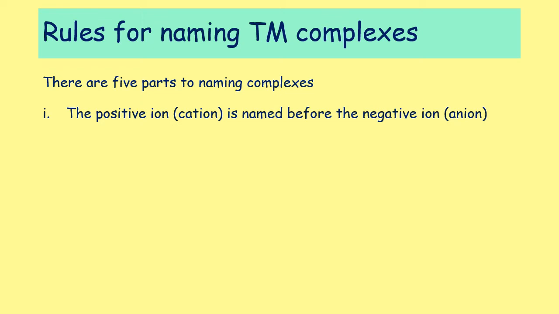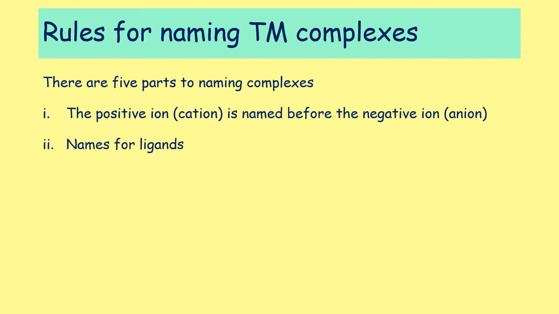When that's the case, when it comes to naming a compound, the positive ion is always named before the negative ion. So if the complex is negatively charged, it's going to go at the end of the name. If the complex is positively charged, it's going to be the first part of the name.